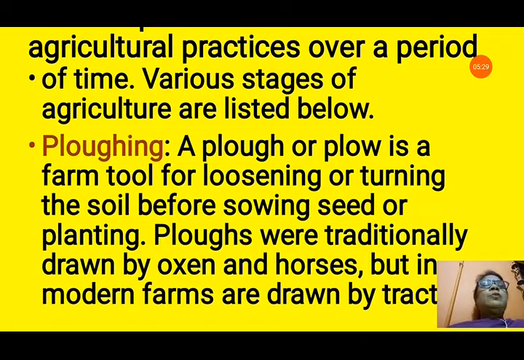The first step is plowing. A plow is a farm tool for loosening or turning the soil before sowing seed or planting. That means the soil should be loosened and turned so that it can get air. It is aerated. Plows were traditionally drawn by oxen and horses, but in modern farms they are drawn by tractors. Nowadays, in big farms, tractors are used to plow the field. Most of the work is done by tractor now, but before, poor or small farmers were using plows, traditionally drawn by oxen or horses.